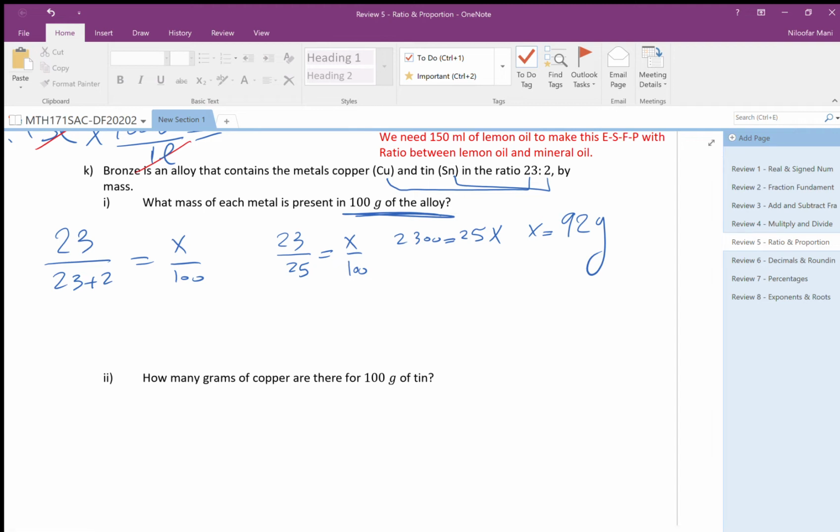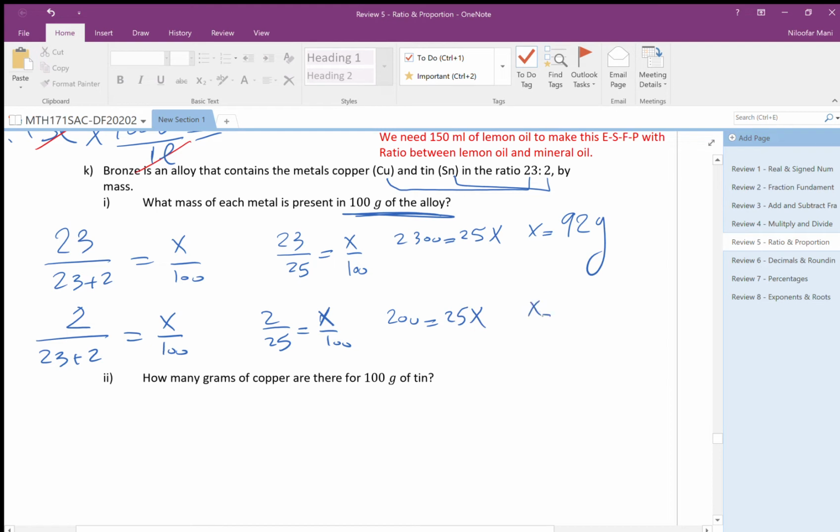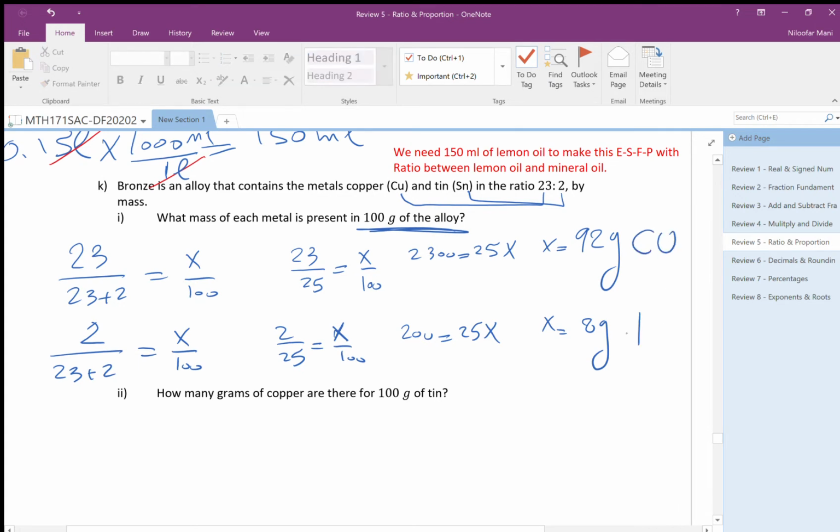Okay, for the other one, which is tin, you can do the same thing, or you can say 100 minus 92, because you didn't round, so that's easy. So here you can do both methods because you didn't round here, and they give you the same answer. So I do 2 over 23 plus 2 equals x over 100. So 2 over 25 is x over 100, and 200 is 25x, so x is 8 gram. So 8 grams is for Sn, and this is for Cu. Okay, don't forget to write the sentence here, the conclusion.